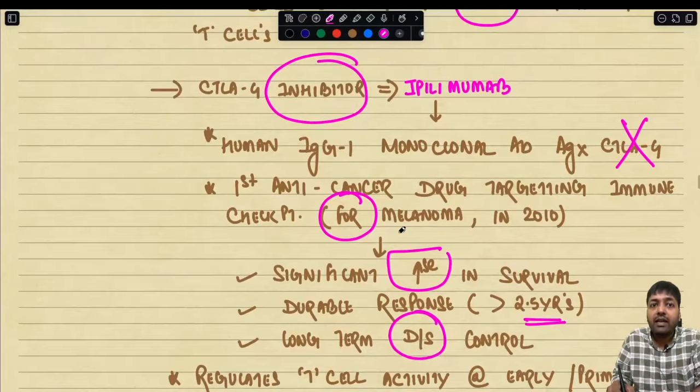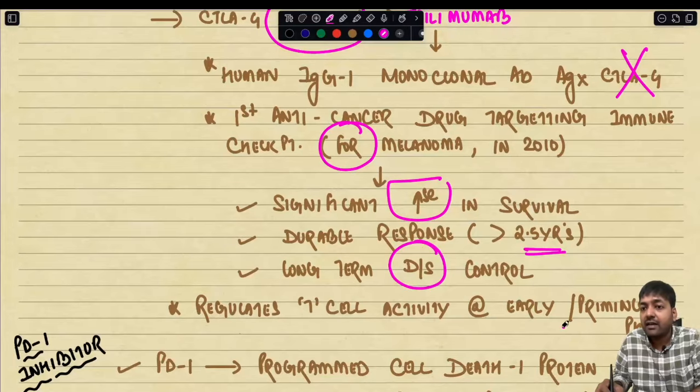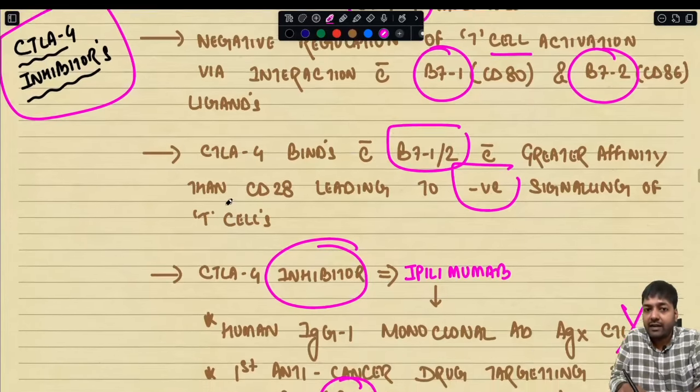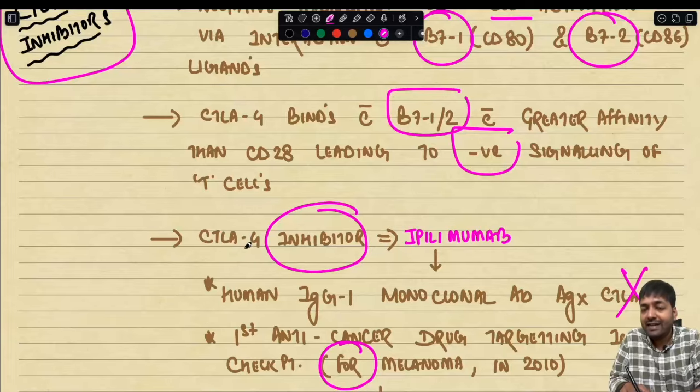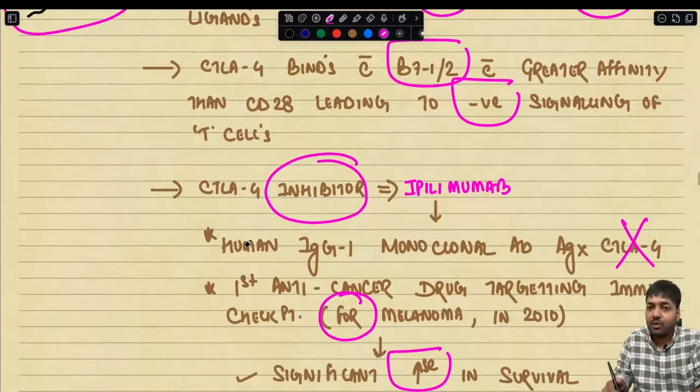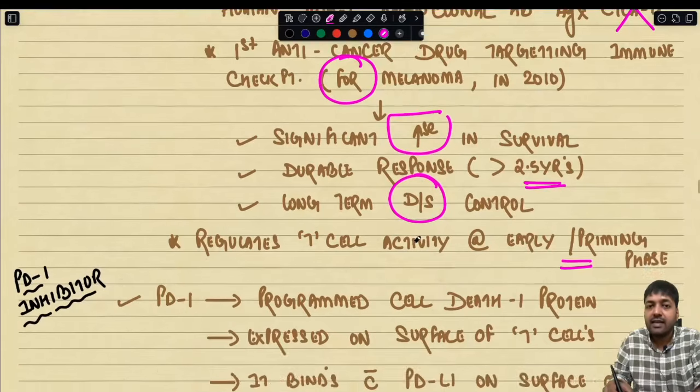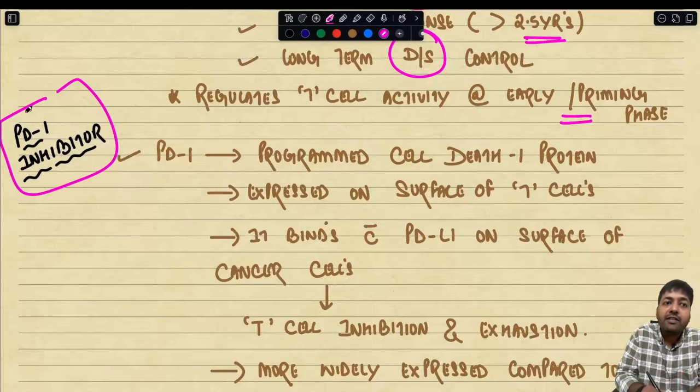And very importantly, this regulates the T cell activity at the early or priming phase, as I have already highlighted. So blocking of CTLA4 will lead to an increased T cell response against the cancer cells. The second group is the PD-1 receptor inhibitors.